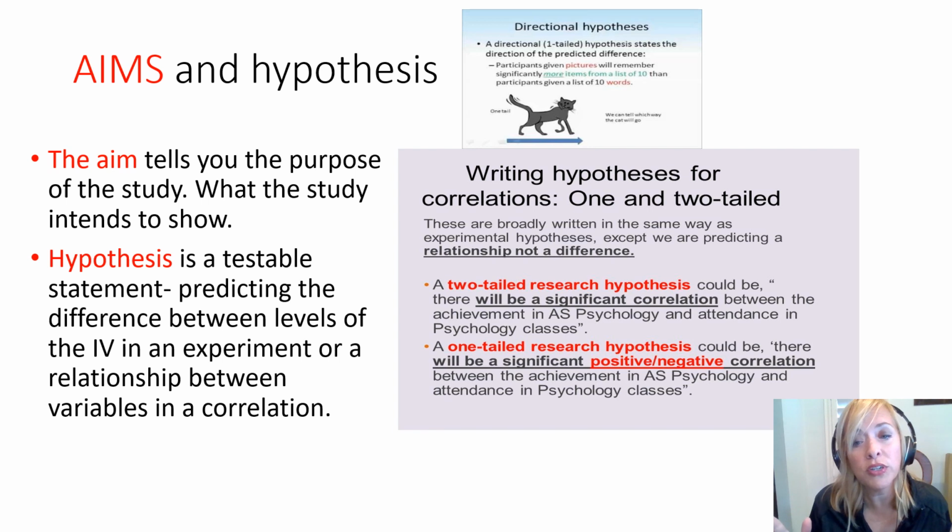A two-tailed research hypothesis could be: there'll be a significant correlation between the achievement in Cambridge psychology and attendance in psychology classes. A one-tailed research hypothesis could be: there'll be a significant positive or negative correlation between the achievement in AICE psychology and the attendance in psychology classes. So let's do a scenario together. Let's go on to the next slide and practice.